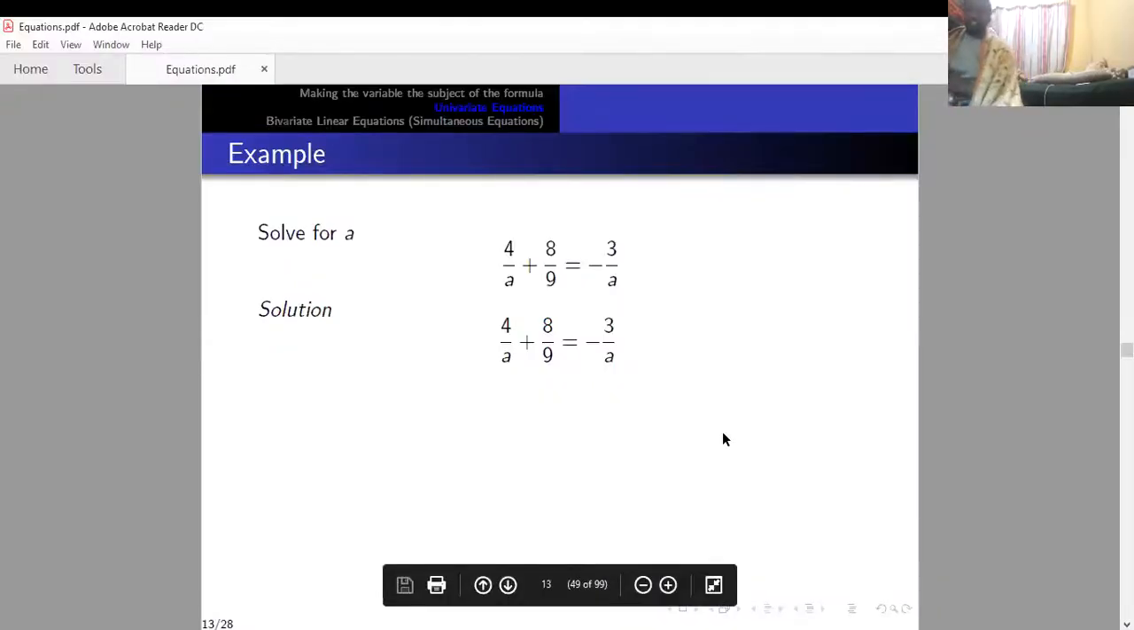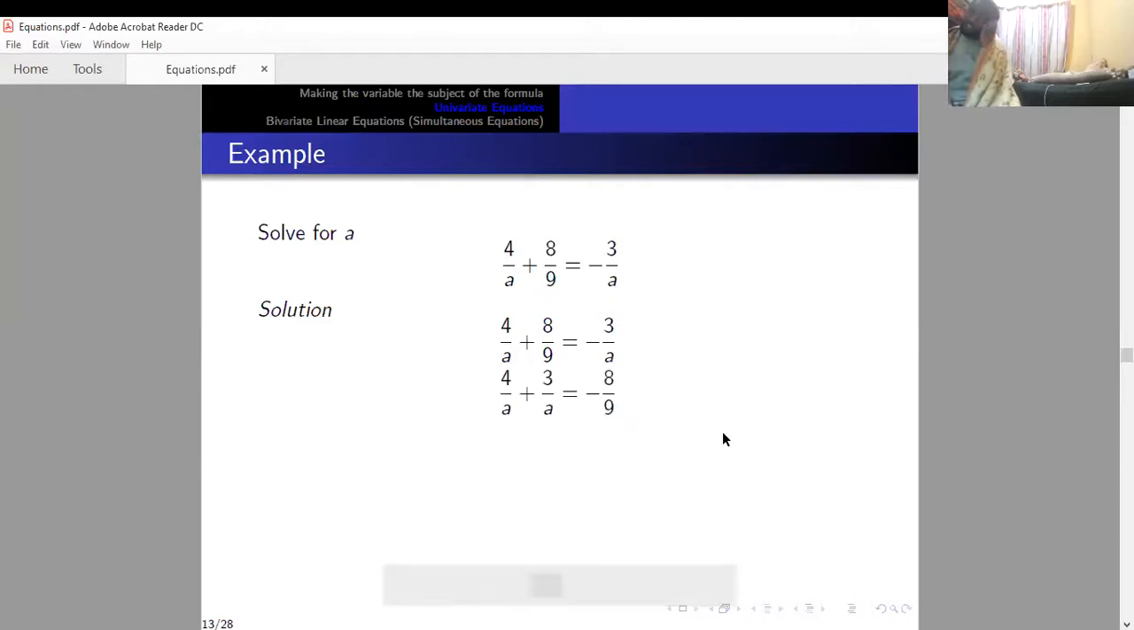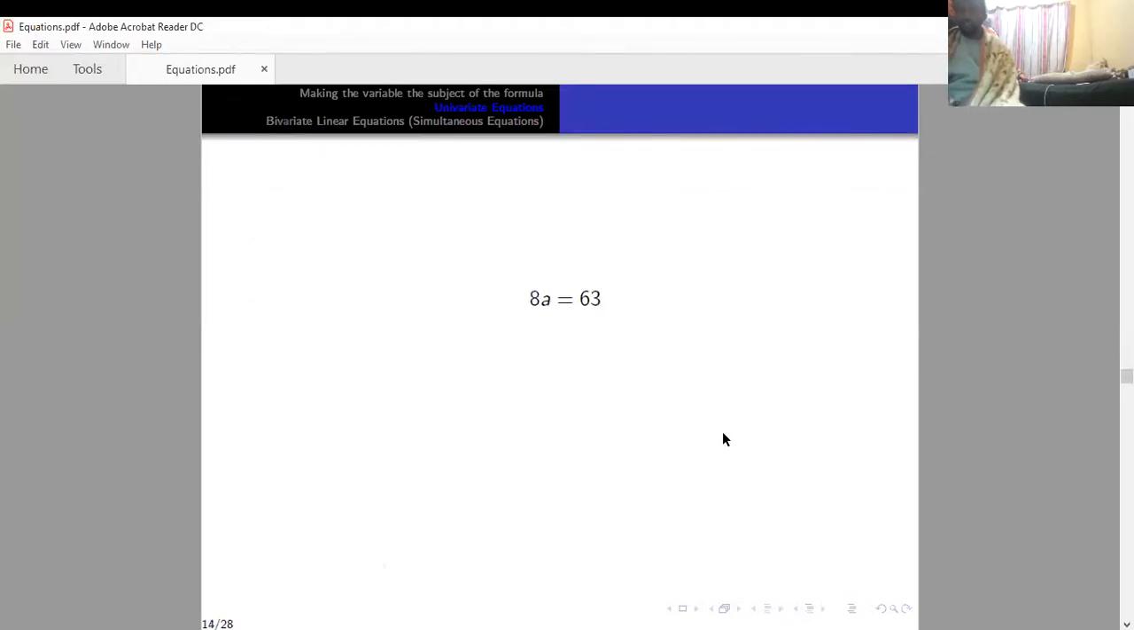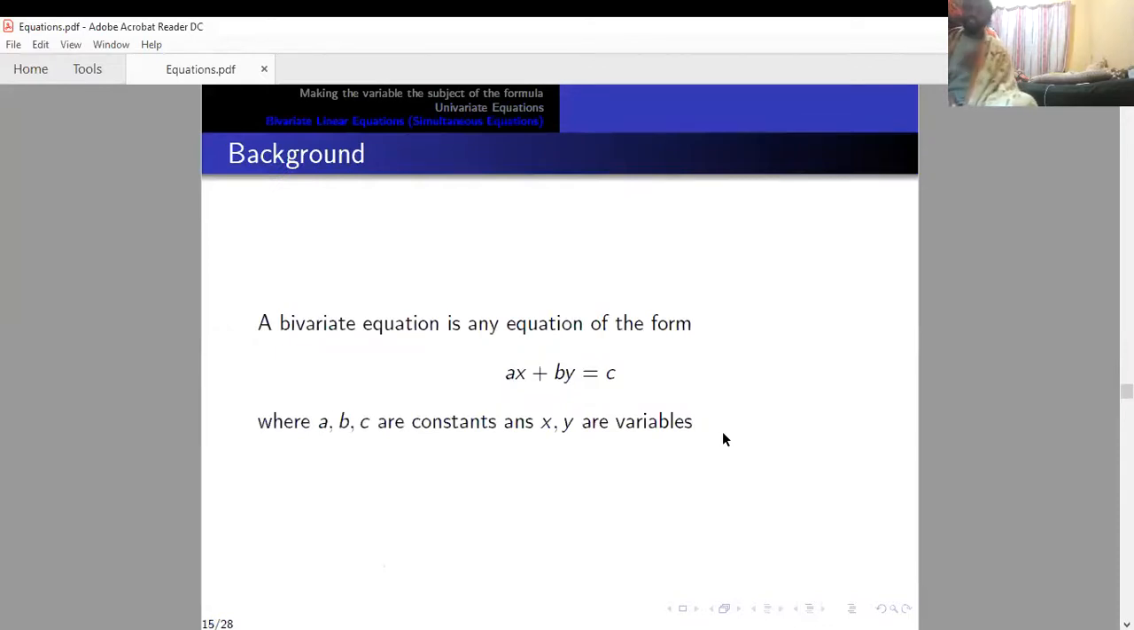Now, let's see how it was done again. Put in one word, find the LCD, then we cross multiply, and then sorry, negative 8a is equal to 63, so that we divide by negative 8 and we get the value negative 63 over 8.